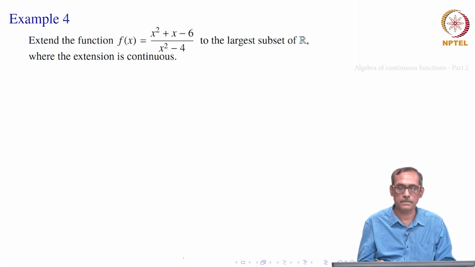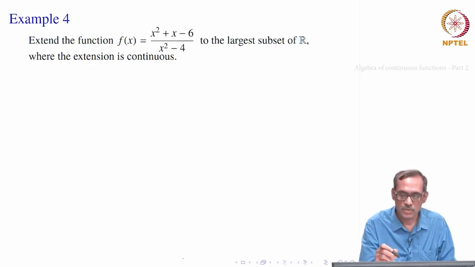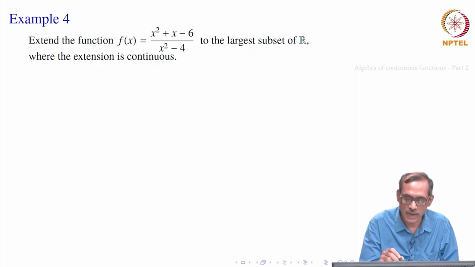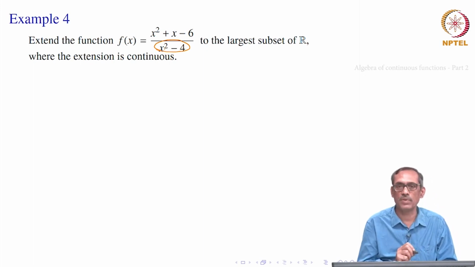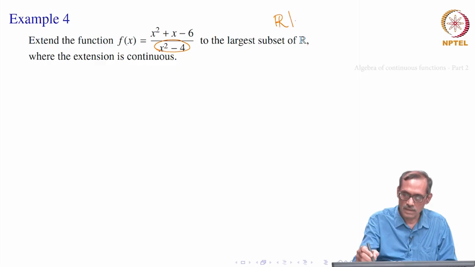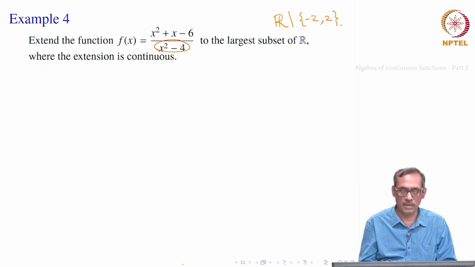So, how do we go about it? First, let us see where the function is well defined. It is a rational function. It will be well defined provided its denominator is non-zero, and it is x square minus 4. So, the denominator is 0 when x equal to plus or minus 2; except at plus or minus 2 this function is well defined. So, its domain is R minus {minus 2 and 2}. Okay. So, this is the domain now.